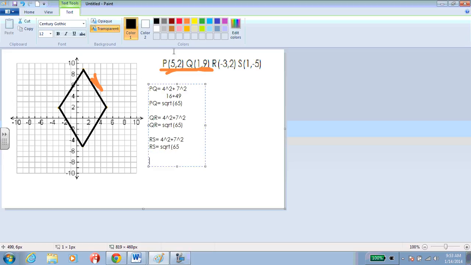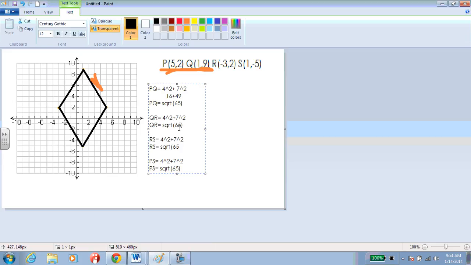The last thing I need to look at is PS, which would be this side right here on the bottom right. The distance between 5 and 1 is 4. And the distance between -5 and 2 is once again 7. So I square that for my distance formula. So once again, PS is going to equal the square root of 65.